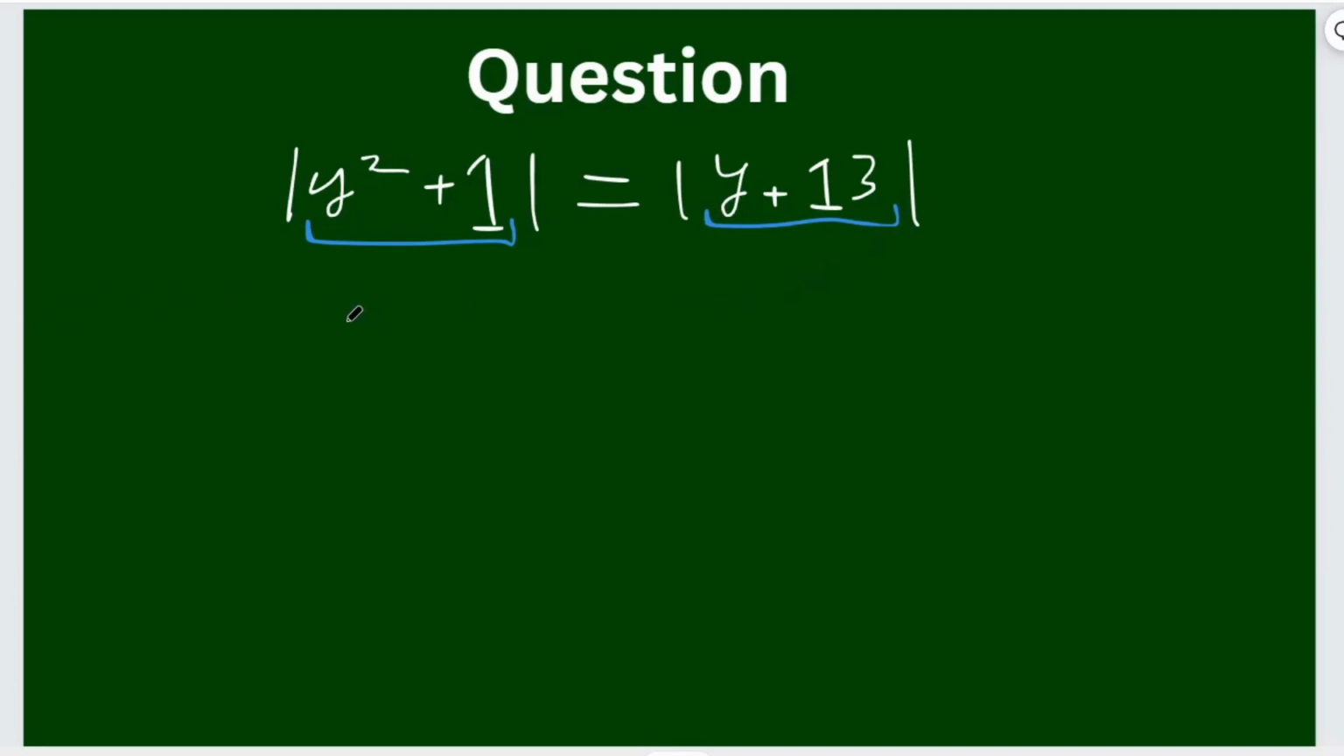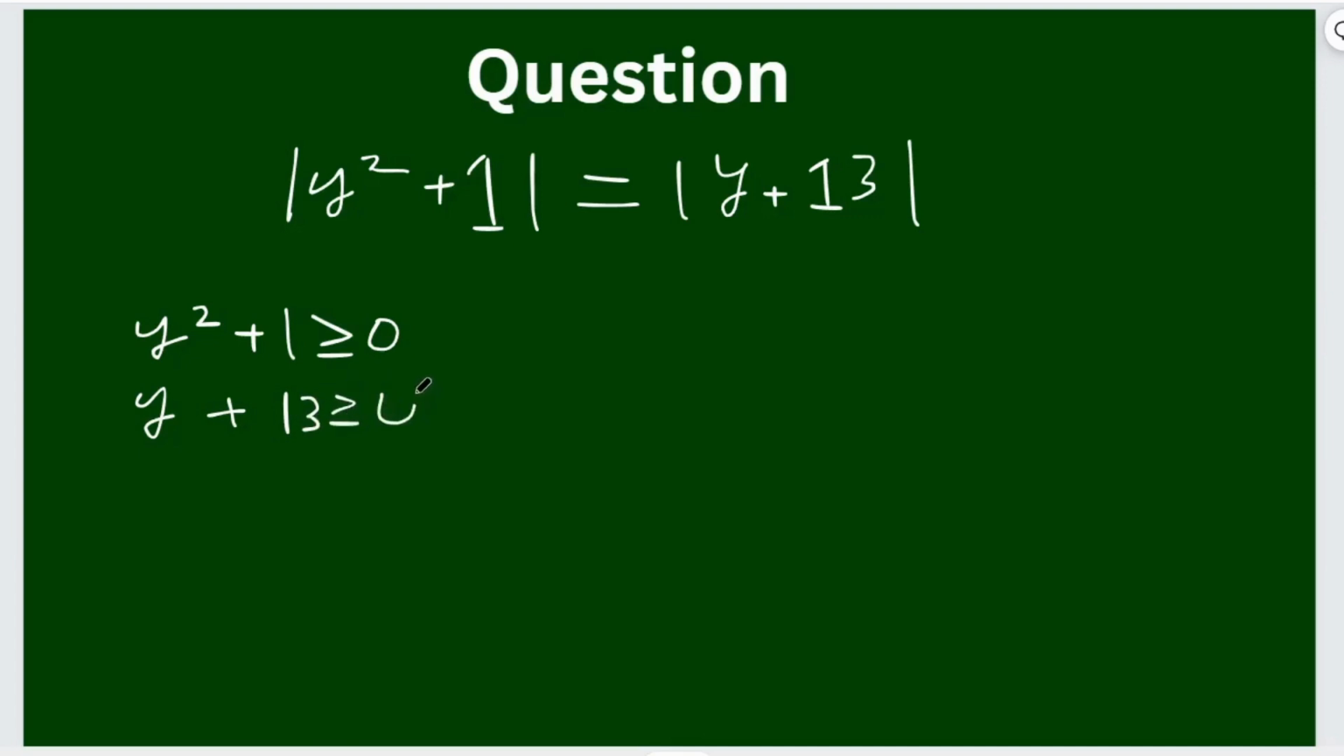Or equal to 0. So in this case, for the first case, you have y squared plus 1 is greater or equal to 0. So 0 or positive. And y plus 13 is also positive or equal to 0. So these two need to meet, so intersect, as well as this. So these two conditions need to be met, and as well, y has to satisfy this equation.